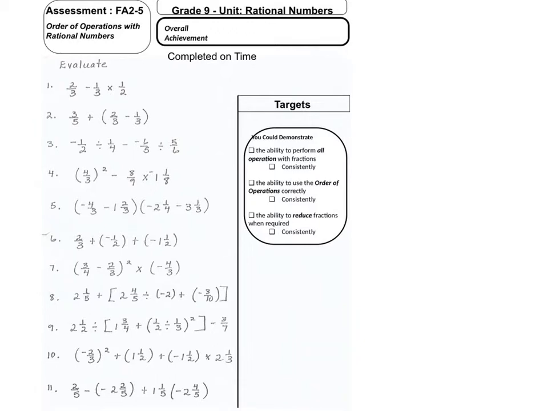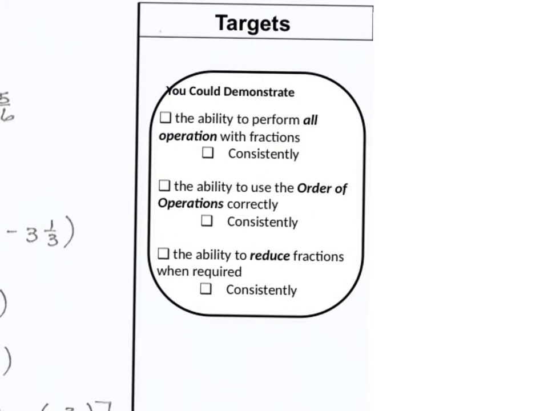So in this video we're going to be looking at the order of operations when we're dealing with rational numbers. Our targets for this video are: can you do all the order of operations with fractions? Can you do order of operations consistently? And are you able to reduce the fractions when required? So that's what we're looking at for this worksheet, so keep those in mind.